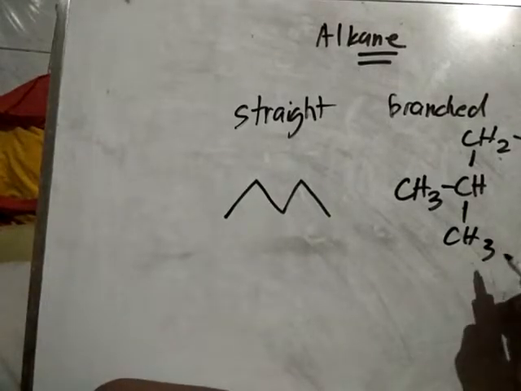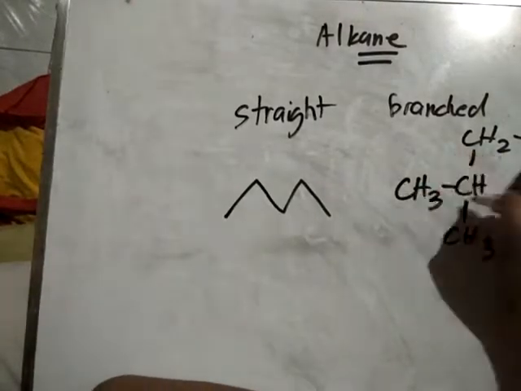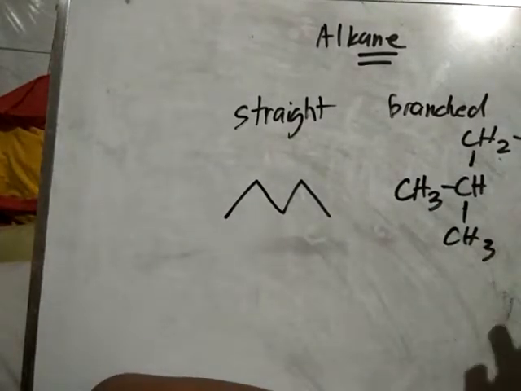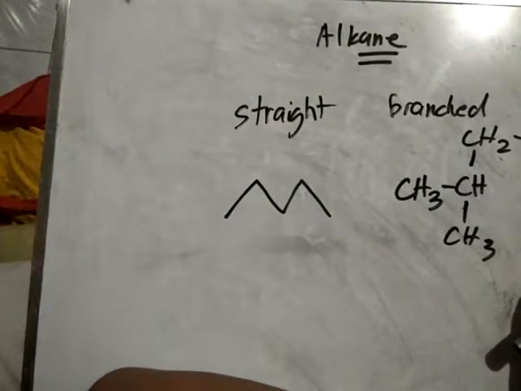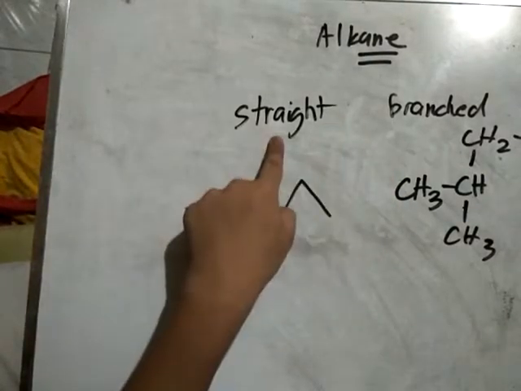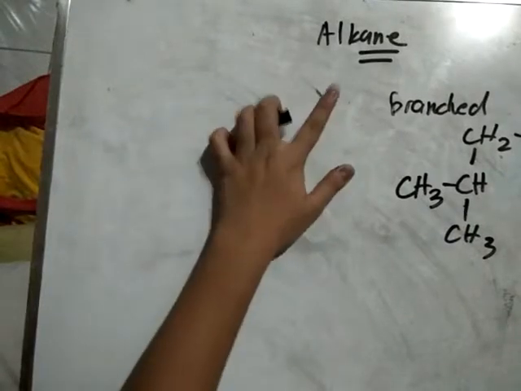You could see that there's not a single path to capture all the carbons, to go through all the carbons. This is what we call a branch alkane. So we're going to focus on naming branch alkanes, because straight alkanes are super easy. Super easy.